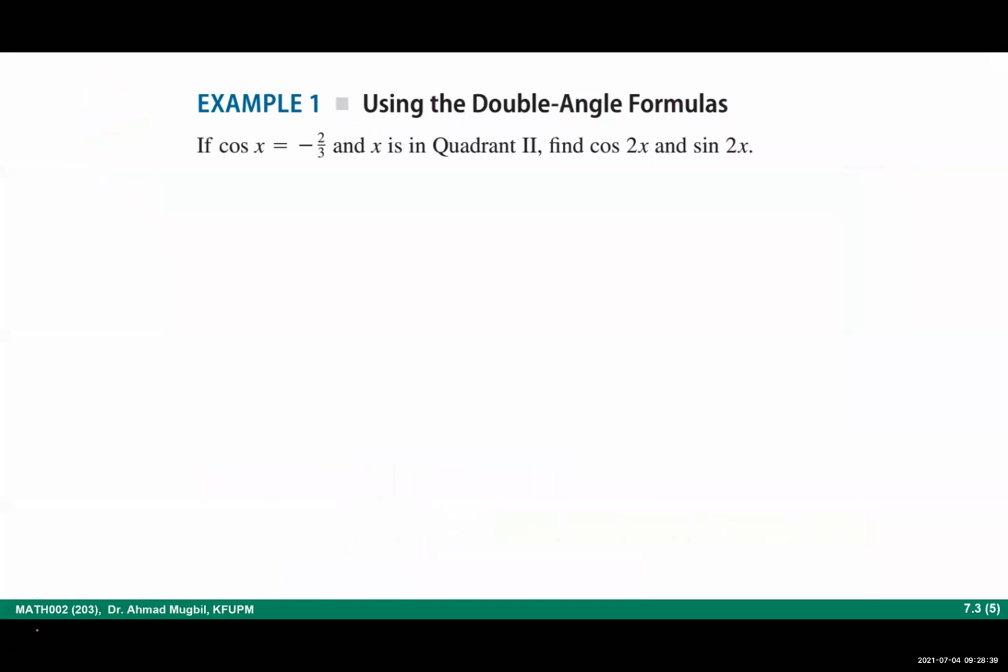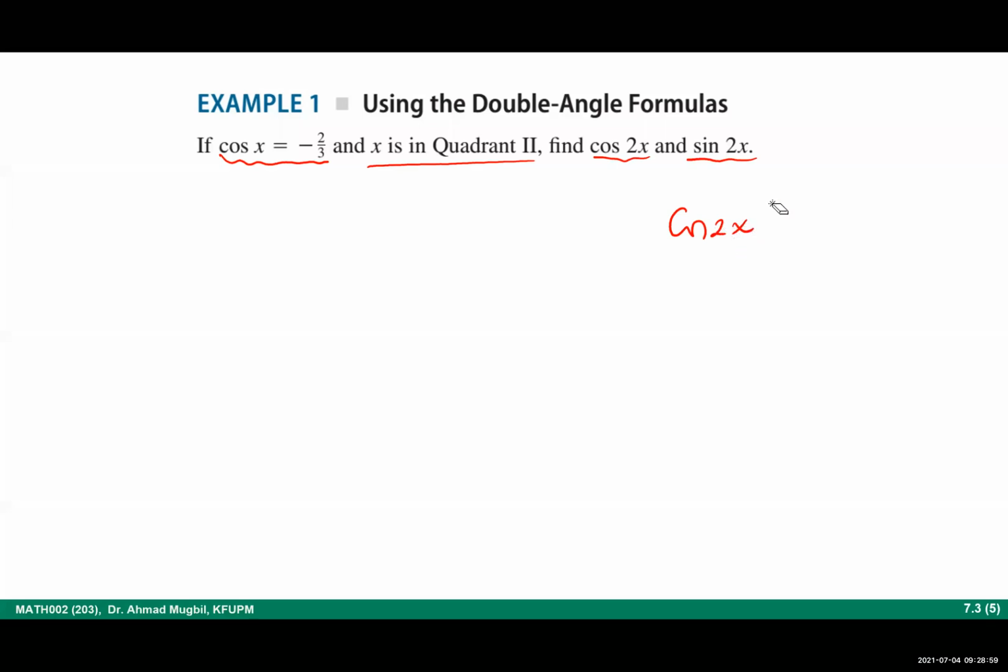Excellent. Now let's apply this, ya shabab, for this one. We have here cosine x equals negative 2 over 3. x is in the second quadrant. Find cosine 2x and sine 2x. Let's recall, ya shabab, what is cosine 2x?